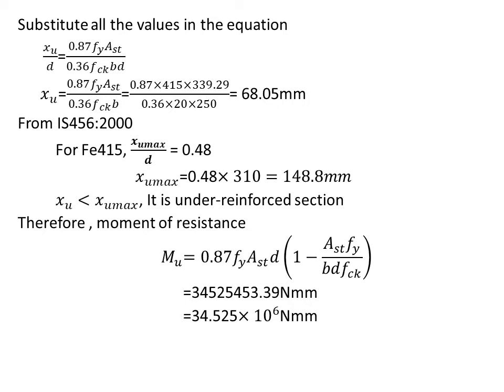So in this question we have to find the moment of resistance. First we have to find the area of steel, then substitute all of the given values as well as the value of area of steel into the XU by D ratio formula, and we get the value of XU. Then from the IS code we use the equation of XU limit or XU max. We find the value of XU max and we compare it and we get what type of section it is. Here it is the under reinforced section, and in that section we use this formula to find the moment of resistance, which is 0.87 Fy AST into D into 1 minus AST Fy by BD FCK.